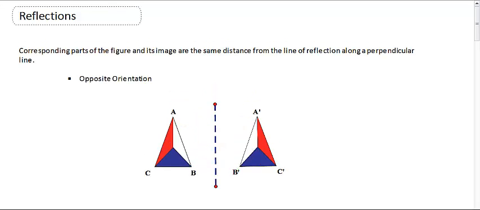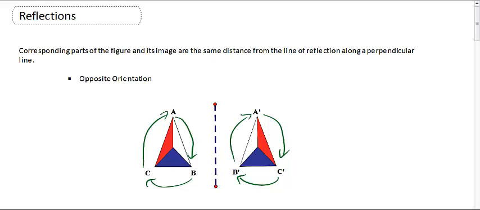Another important property of reflections is that they have opposite orientation between the original figure and the image. I noted last time with translations that they preserve orientation, but now if I look at the vertices A, then B, then C in a clockwise manner, after it's been reflected, it's actually the opposite. It would go from A prime to C prime, then to B prime, the opposite order. That's a really important property of reflections, and it's a nice way to test. If you're not sure whether something is a reflection, you can use that to find out.